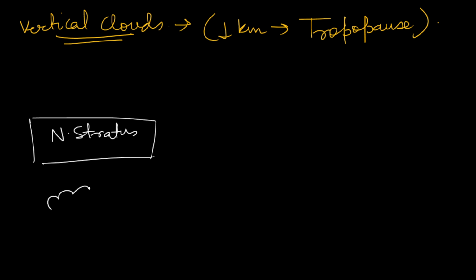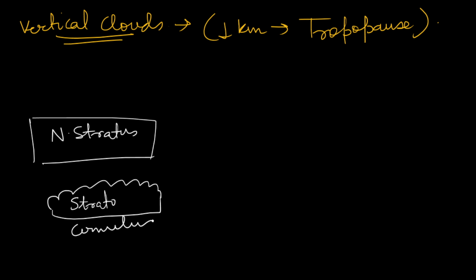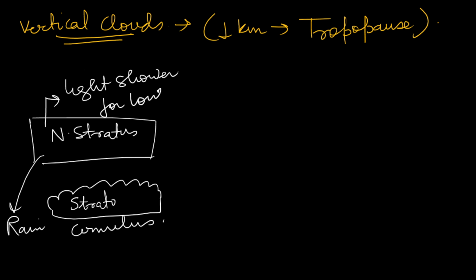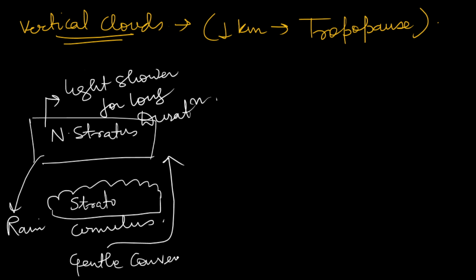Secondly, you will see stratocumulus. Nimbostratus contains rain. These are rain bearing clouds. They will give you light showers for long durations. And these clouds are formed when there is gentle convectional current.